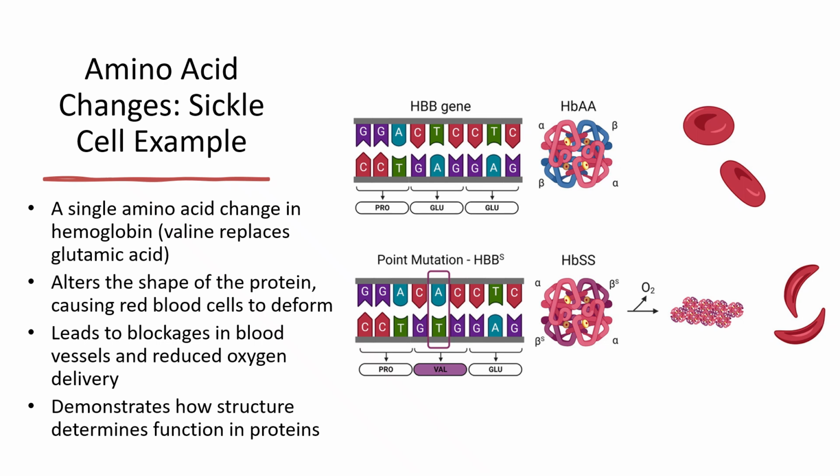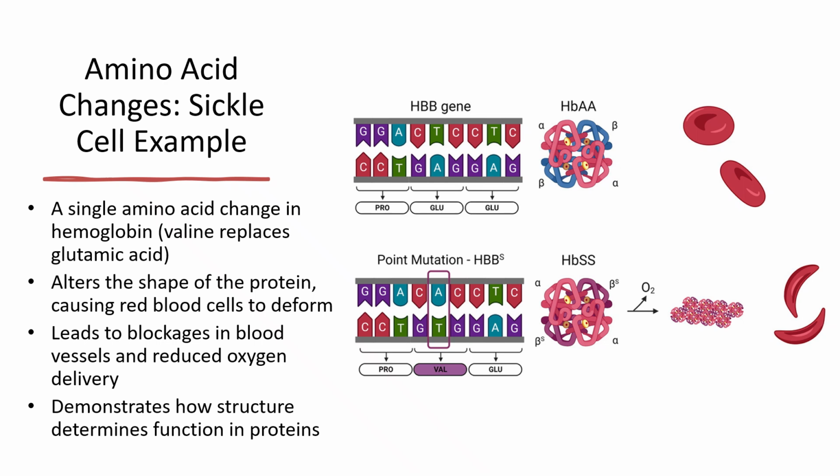Let's relate this back to the vocabulary of protein structure from the previous slide. At the primary level, just one amino acid is different. Glutamic acid is replaced by valine at position 6 of hemoglobin's beta chain. One small swap, but it changes everything that follows.